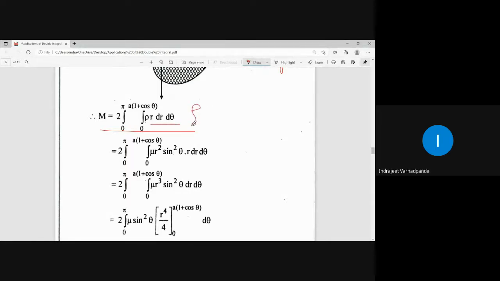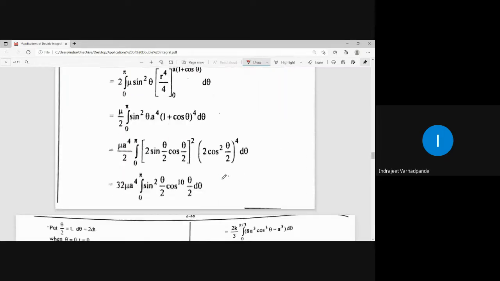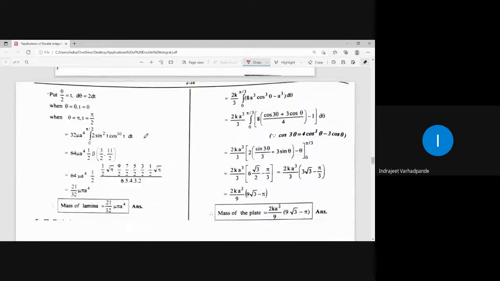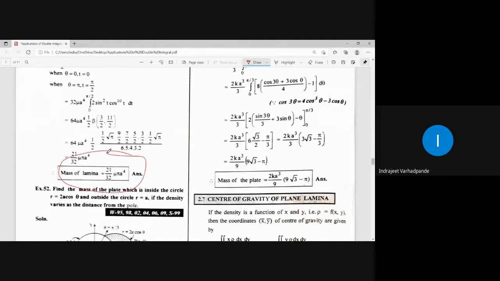But how did we get rho? Rho is directly proportional to the square of its distance, r sin theta whole square, right? So rho is equal to a certain constant into r square sin square theta, right? So accordingly we will get the answer and simplify it, putting in the integration values of r, integrating it with respect to theta. It is a bit lengthy, but that will give you the mass.